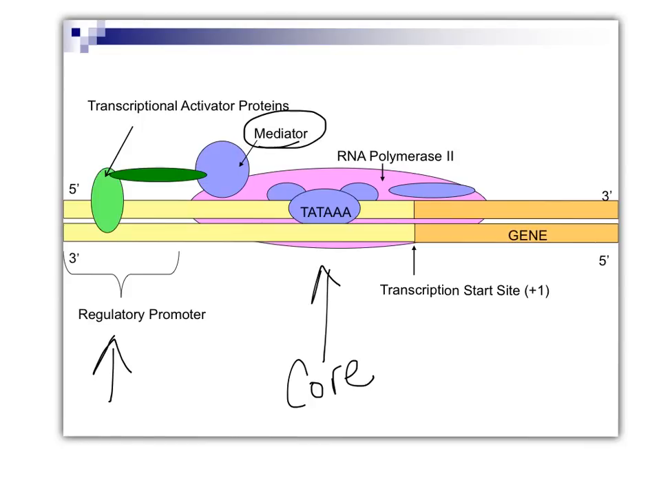Here I'm showing activator proteins binding to the regulatory promoter. Those activator proteins are shown in green. They will make contact with the mediator. And basically that interaction is going to determine whether or not transcription occurs faster or slower. Now in this case, because it's an activator protein, it would occur faster or increase the rate of transcription.